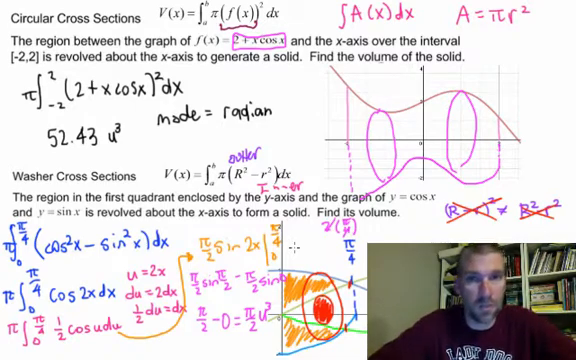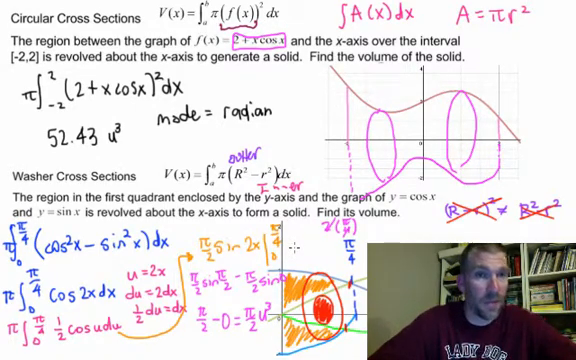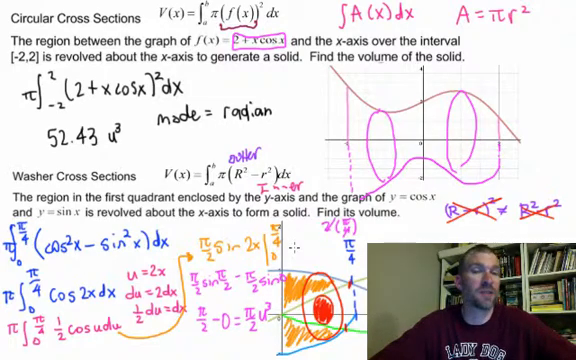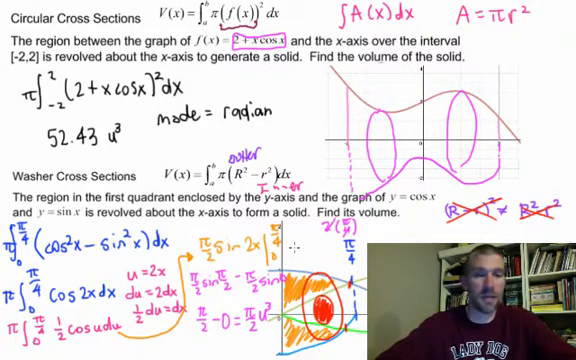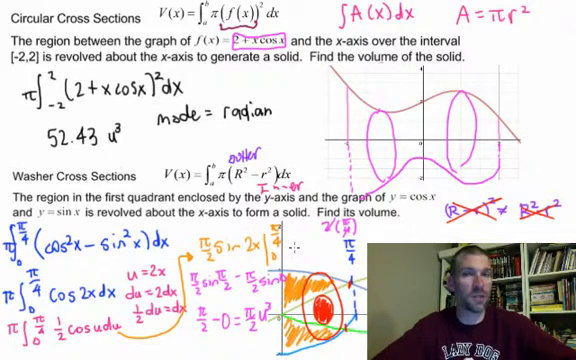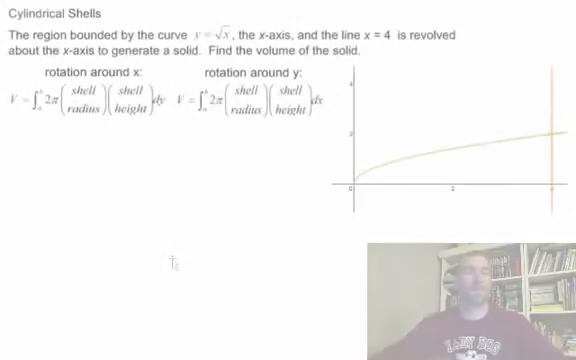So washers are going to be an outer ring minus an inner ring. Okay, the volume of a circular cross section is just going to be the area of the circle, pi r squared, integrated from our start to our stop. All right, so they're very, very closely related. Don't let these be super challenging, but sometimes you're going to have to pay attention to figure out which graph is the larger radius and which graph is the smaller radius.